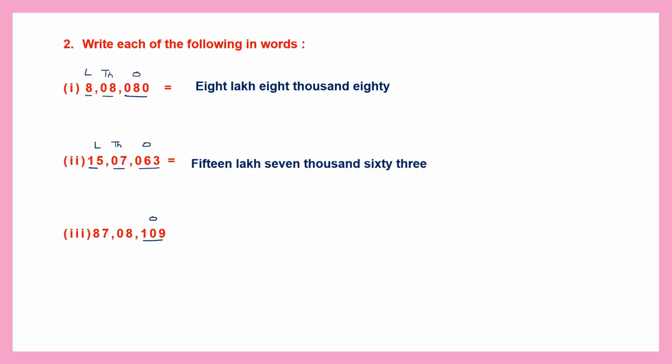The next number, again we have ones, tens, hundreds, and this is in the ones period. Then we have thousands, 10,000s in the thousands period, lakh, 10 lakh in the lakhs period. So this will be 87 lakh, 8,109. So 87 lakh, 8,109.